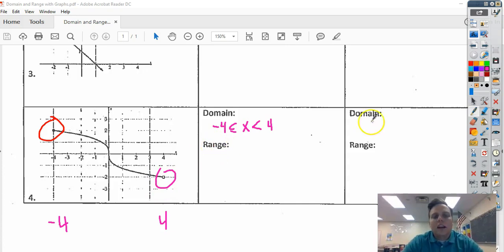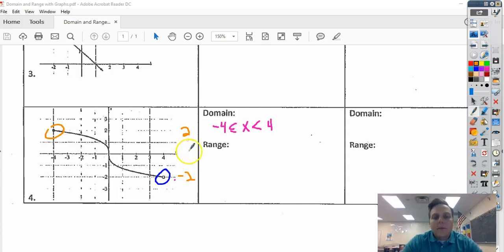Alright, so now let's talk about range. Range is the exact same thing we just did, but instead of for x values, we do it for y values. So let's circle our lowest y value right now. We'll do that in blue. Hopefully you're like, oh, well, my lowest y value is right here at negative 2. And my highest y value, we'll circle that in orange, is right here at 2. So that means my highest y value was 2, my lowest y value was negative 2.